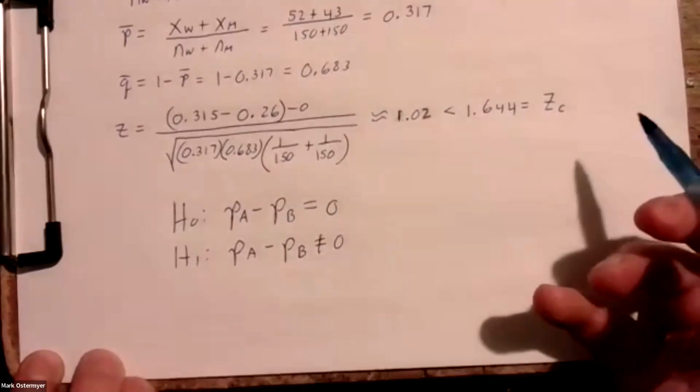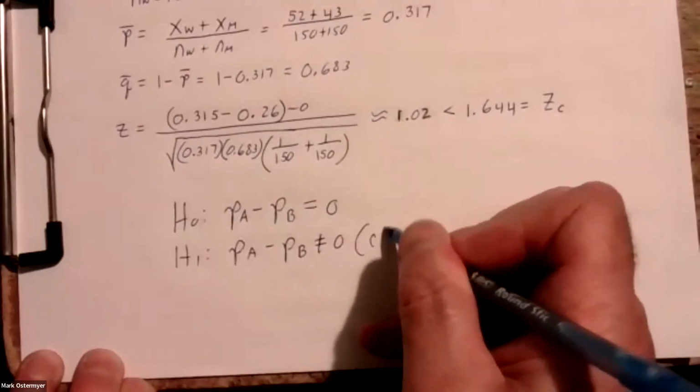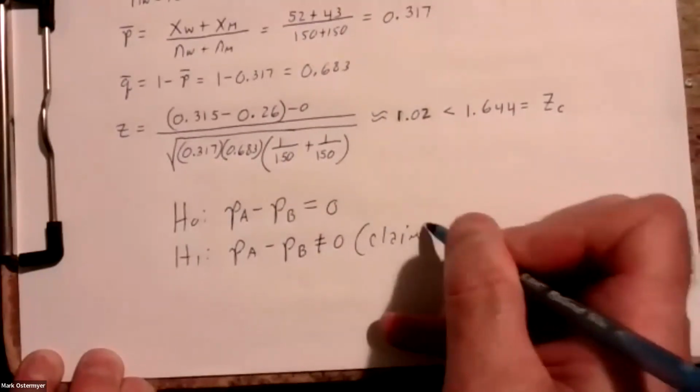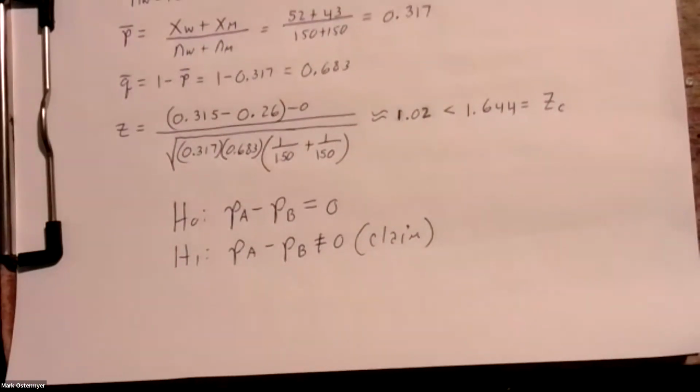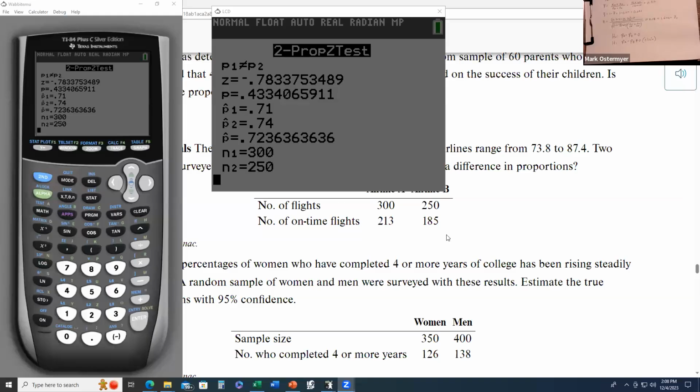Because these will be the hypotheses we're testing, and this is the claim. We're testing to see if there is a difference between the on timeness, if you will, of these two different carriers. Conducting a p-value test based on the sample evidence that we were provided with, I get a p-value of about 0.433. Did anybody get that p-value?